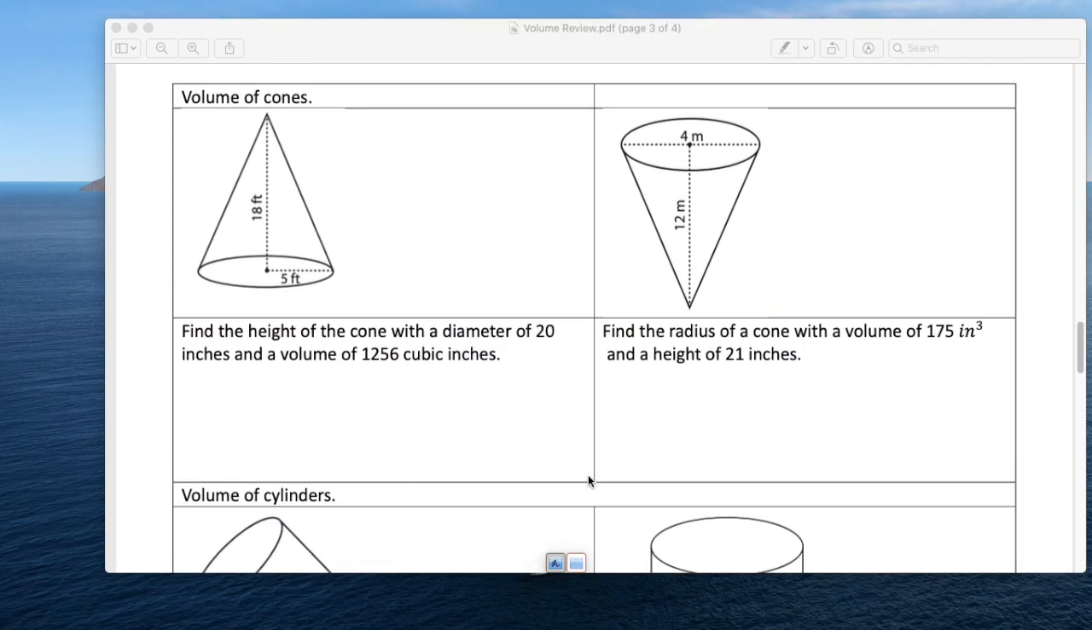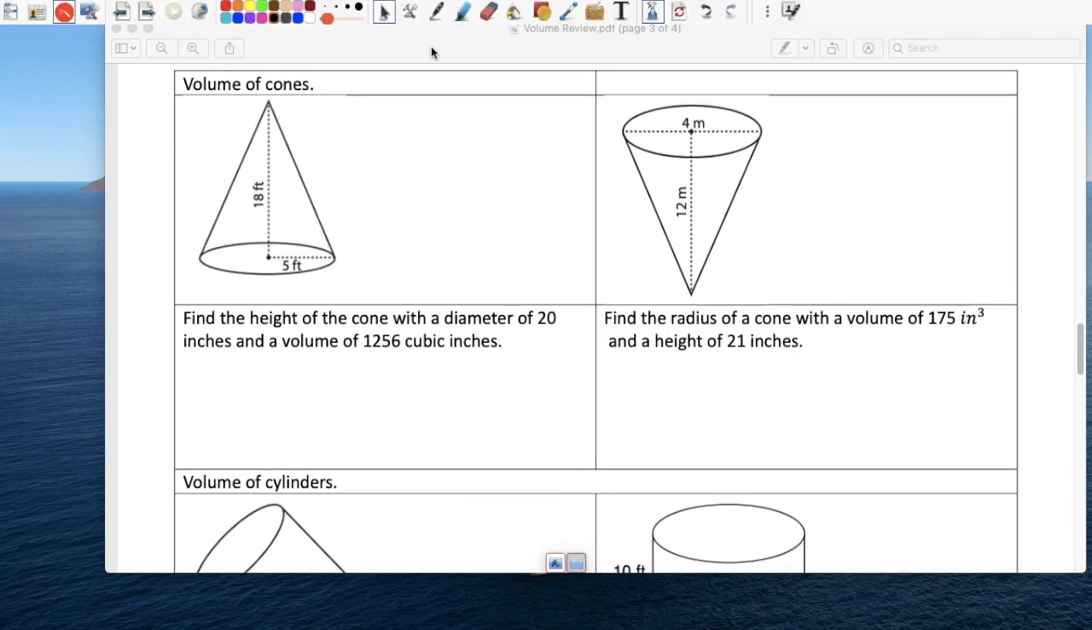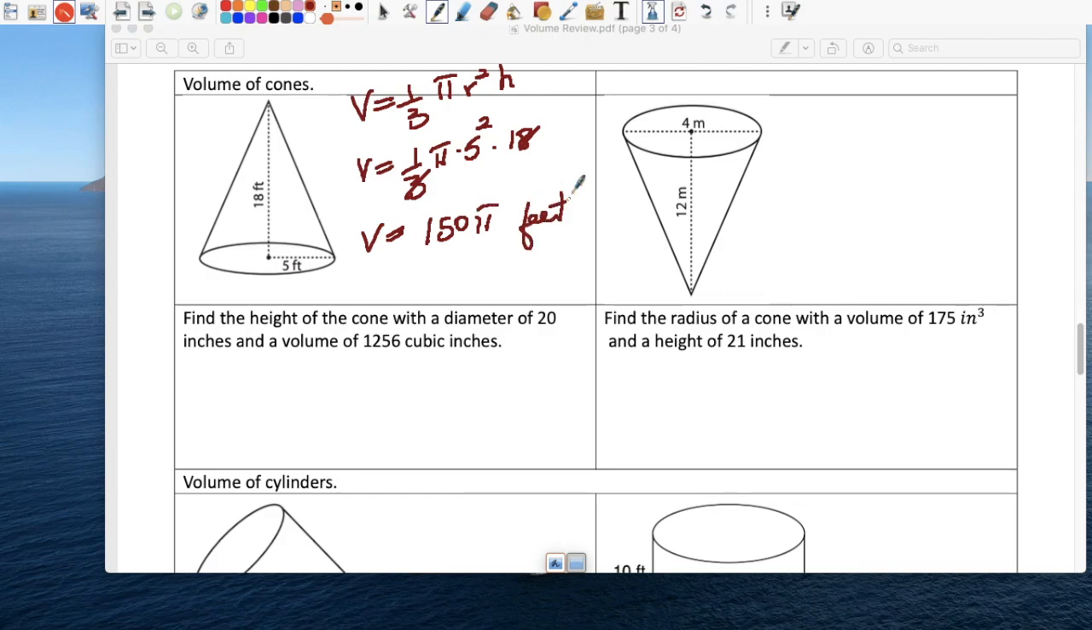Cones. Cone and cylinder are very, very similar. So it's just 1/3 pi r squared h. 1/3 pi, radius is 5 squared, and the height is 18. So I simplify that to 6. So we end up having 25 times 6, which is 150. So 150 pi feet cubed, or 471.24 feet cubed.